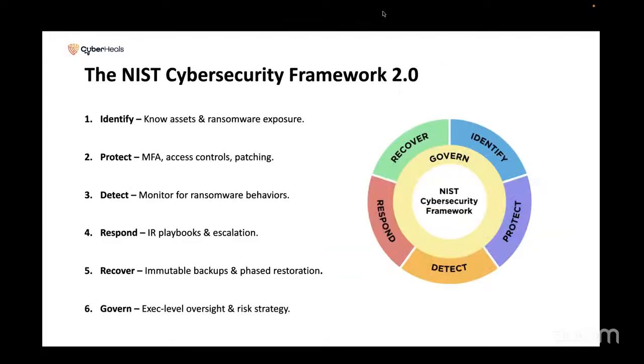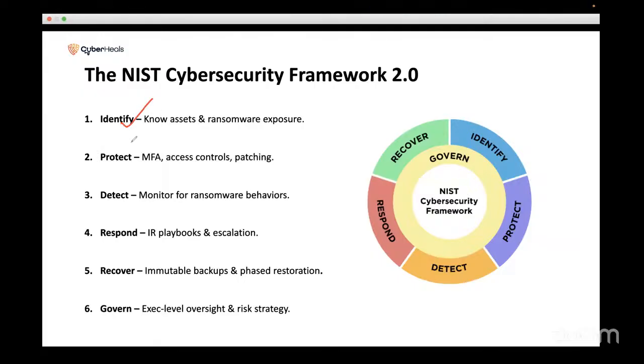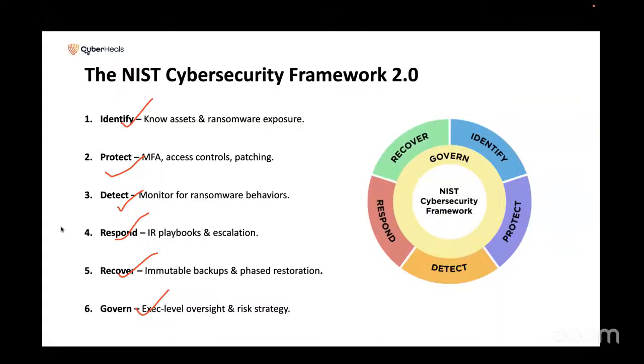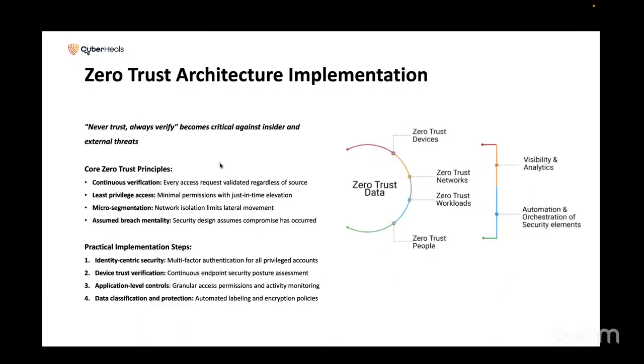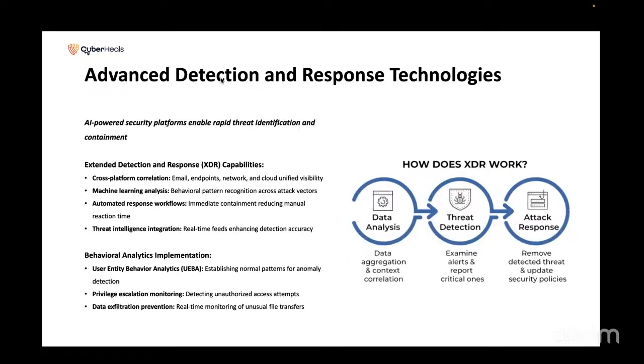So we need to follow the framework called NIST: identify, protect, detect, respond, recover, and govern. So these six functions of the cybersecurity framework you need to follow. Very, very important. And then implement zero trust architecture: continuous verification, least privilege, micro-segmentation, assumed breach mentality. Very, very important. Then advanced tools like EDR, XDR and UBA, behavior-based analytics. We already covered this in the last session.